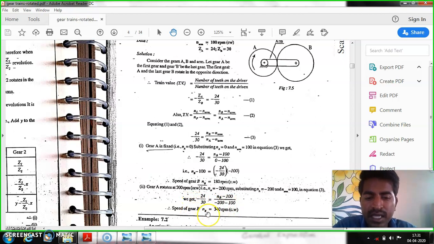You will get the speed of gear B as 340 rpm counterclockwise. Again you will get a positive value, so this becomes a clockwise direction, NB 340 rpm. So this is the method to find the train value as well as the speed of different gears.